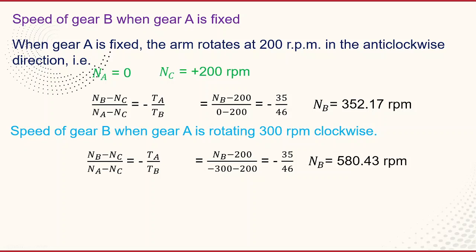In the first condition, the speed of gear B is obtained as 352.17 rpm. In the second condition, the speed of gear B is obtained as 580.43 rpm. So these are the two speeds for the first and second conditions using the algebraic method. Now we can verify whether the same speed answers are obtained in the tabular method also.